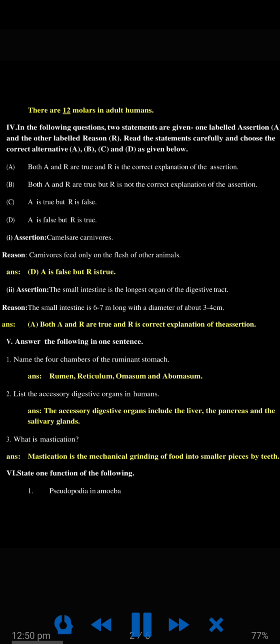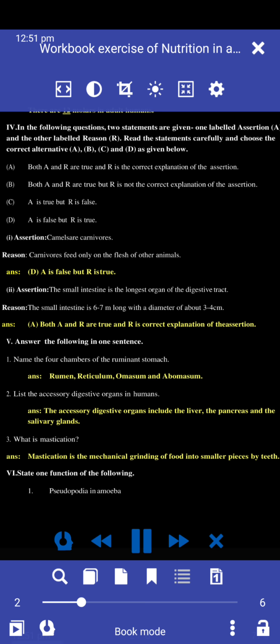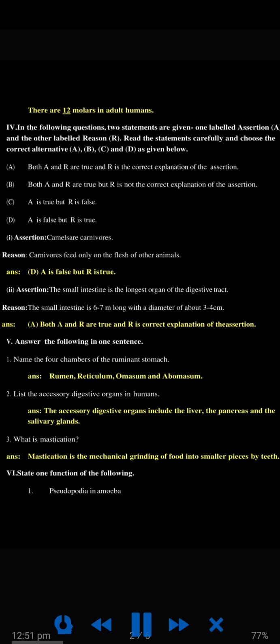1. Assertion. Camels are carnivores. Reason. Carnivores feed only on the flesh of other animals. Ans. D. A is false but R is true. 2. Assertion. The small intestine is the longest organ of the digestive tract. Reason. The small intestine is 6 to 7 m long with a diameter of about 3-4 centimeters. Ans. Both A and R are true and R is the correct explanation of the assertion.